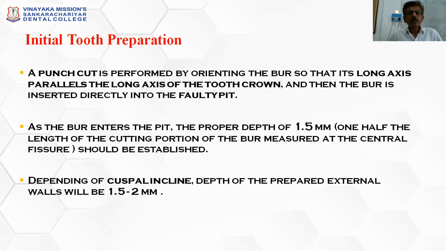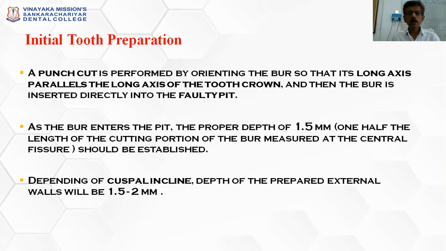The initial punch cut is performed by orienting the burr so that its long axis is parallel to the tooth crown. But then see to it that it is inserted directly into the faulty pit areas. As the burr enters the pit, the proper depth of 1.5 millimeter should be established.